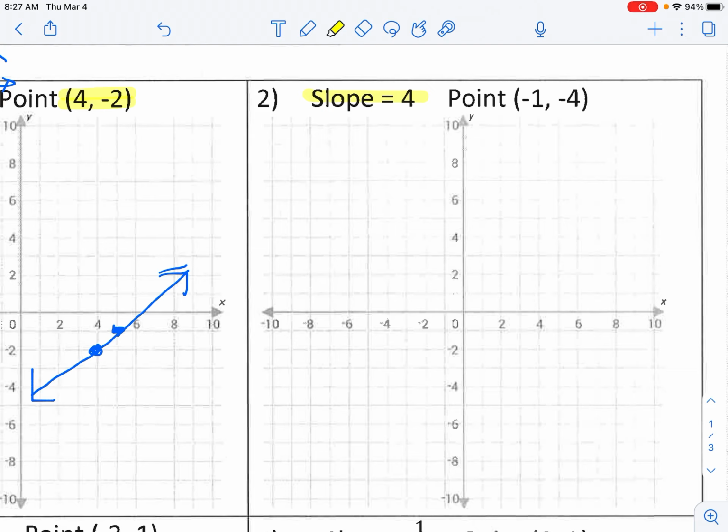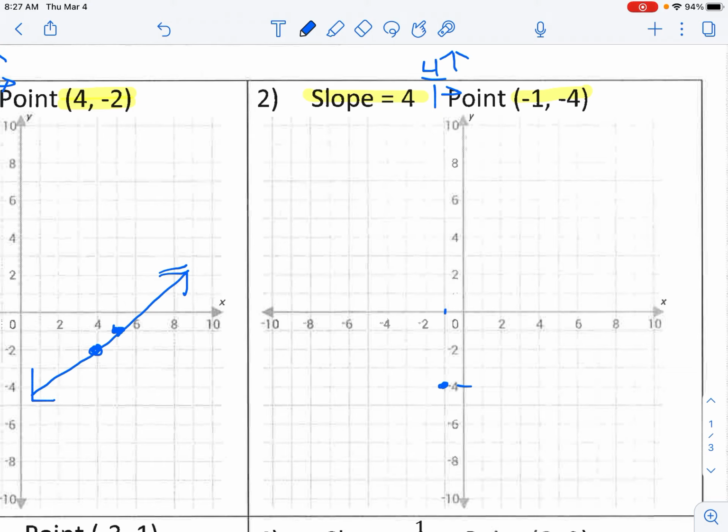Number 2, slope equals 4. I'm going to plot my first point at -1, -4. So like I said, I always like to put that 4 over 1. That very clearly tells me that I'm going to go up 4 and right 1. So I'm going to move to -1 on the x, which is here, and then down to -4 on the y. So that point is going to go here.